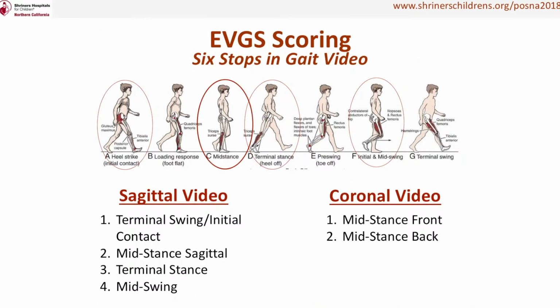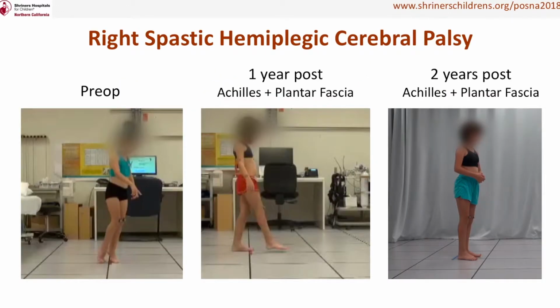To improve the utility of the EVGS in clinical practice, we've developed a scoring sheet and a tabulation sheet that centers around 4 sagittal video stops and 2 coronal stops per limb. You can find these tools on the website. Let's go through this example to demonstrate the EVGS scoring system.